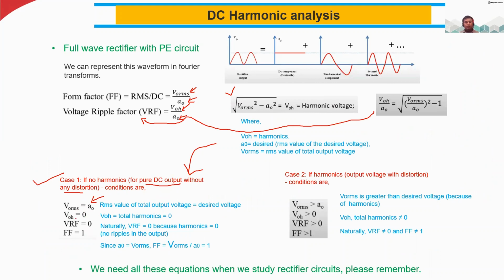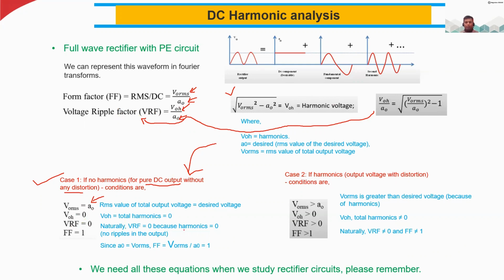And VOH, harmonics, we assumed it's 0 if no harmonics. It means we assumed harmonics is equal to 0. VOH is equal to 0. Total harmonics is nothing. And VRF is equal to 0. What is the formula for VRF? That is the ripple factor. The ripple factor formula is VOH divided by A naught. VOH is 0, so this is going to be 0. VRF is equal to 0.